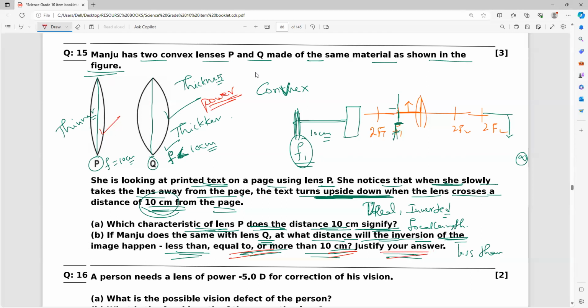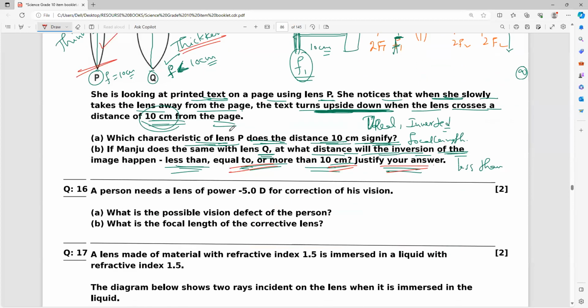The answer is what? You should write this: thicker the lens, greater the power, smaller will be the focal length. Thinner the lens, lesser will be the power, higher will be the focal length. That is what you have to write. Clear, everybody? Understand? Harish?